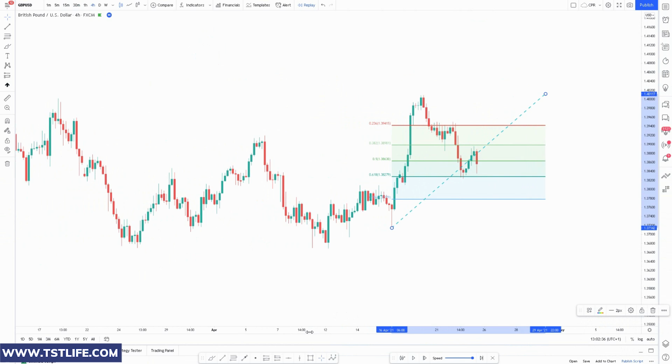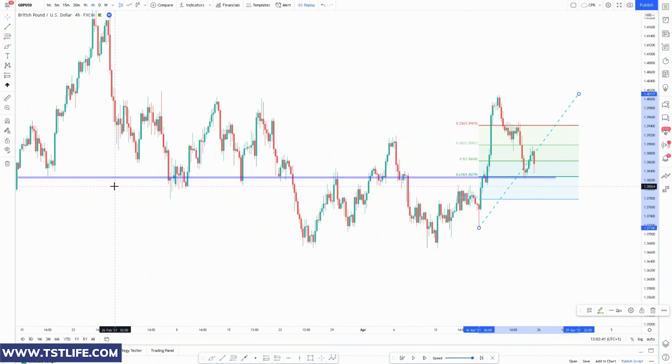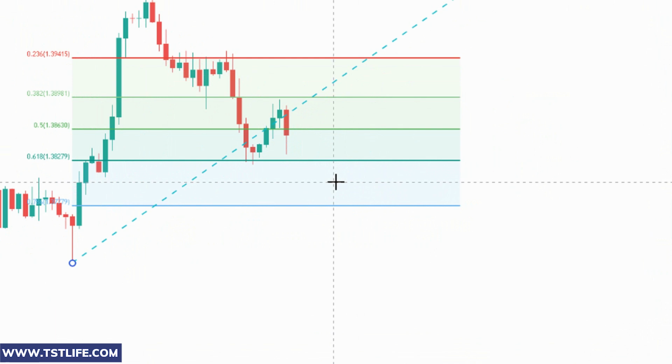First of all, we can see that this level has already been respected previously. In trading, the factor of history is extremely important. History repeats itself. Other than that, this is the 4-hour chart, and each candle has a story to tell.